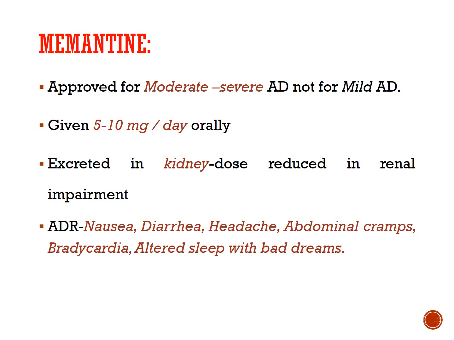Initially, the patients will be started with acetylcholinesterase inhibitors, and later only this memantine is added. And this drug is excreted mainly through the kidneys. So, the dose reduction is required in cases of renal impairment, and its use is associated with certain adverse effects like diarrhea, nausea, headache, abdominal cramps, bradycardia, and altered sleep with bad dreams.